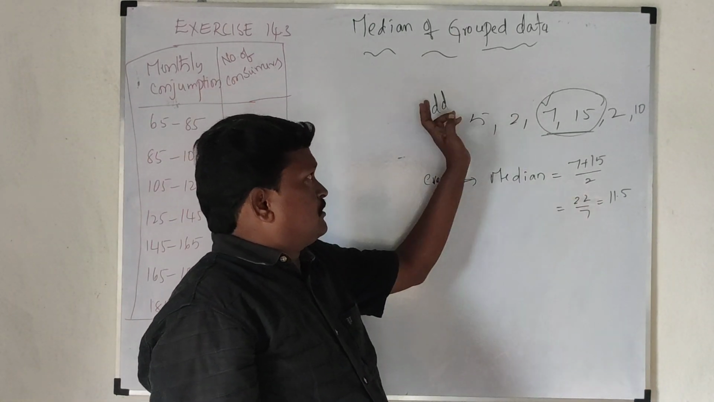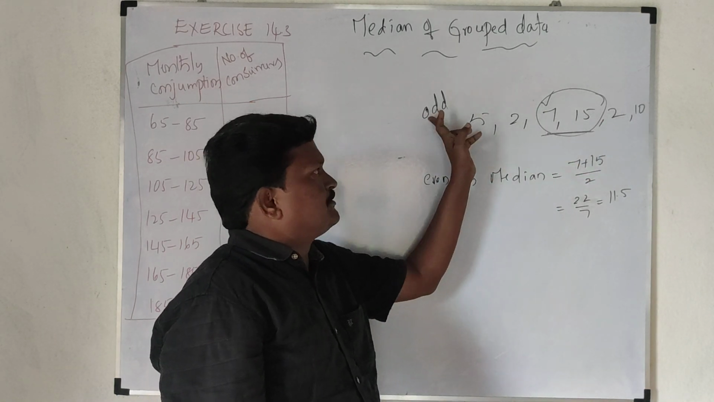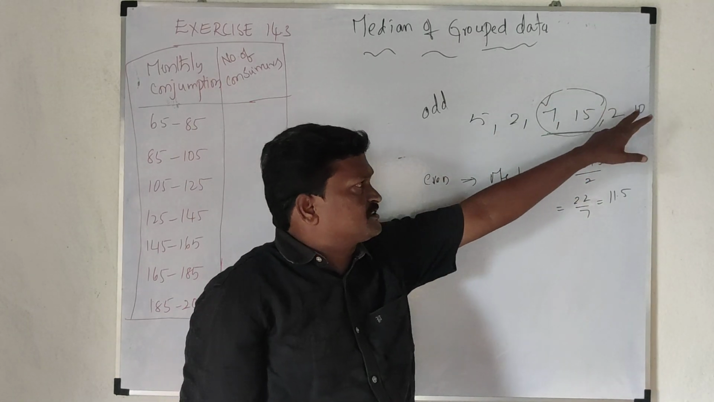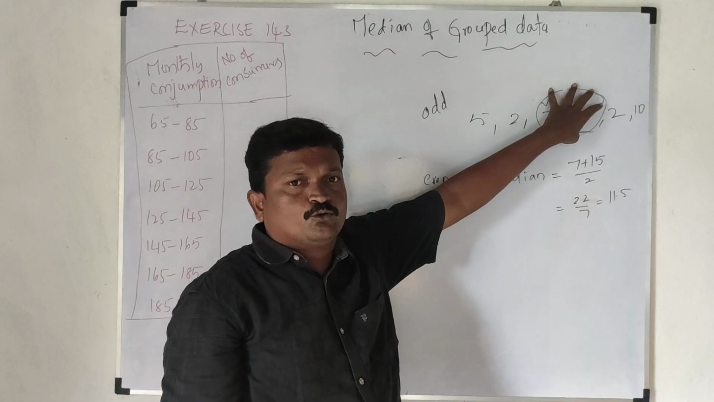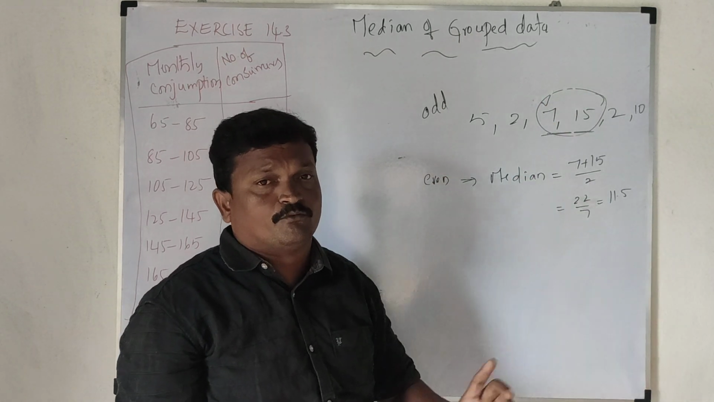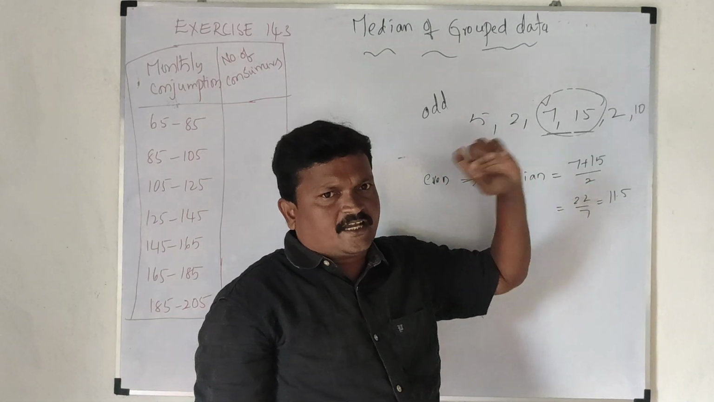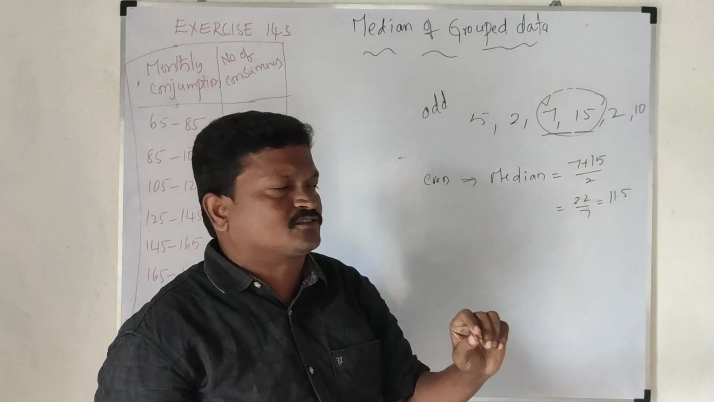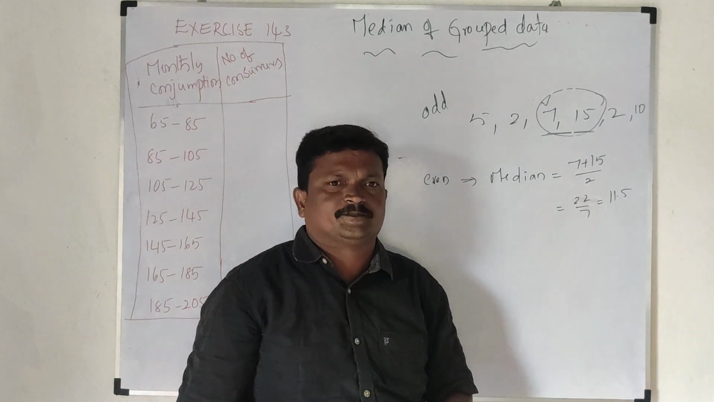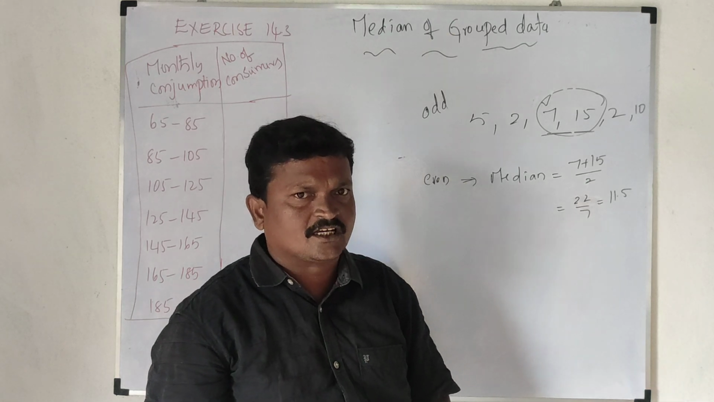So if the number of observations is odd, we get only one middlemost value, that is the median. If the number of observations is even, we get two middlemost values, and the median becomes the average of those two middlemost values. If there are very few observations, we can easily find whether the number of observations is odd or even. But if there are more observations, how can you identify the middlemost value? There is a formula.